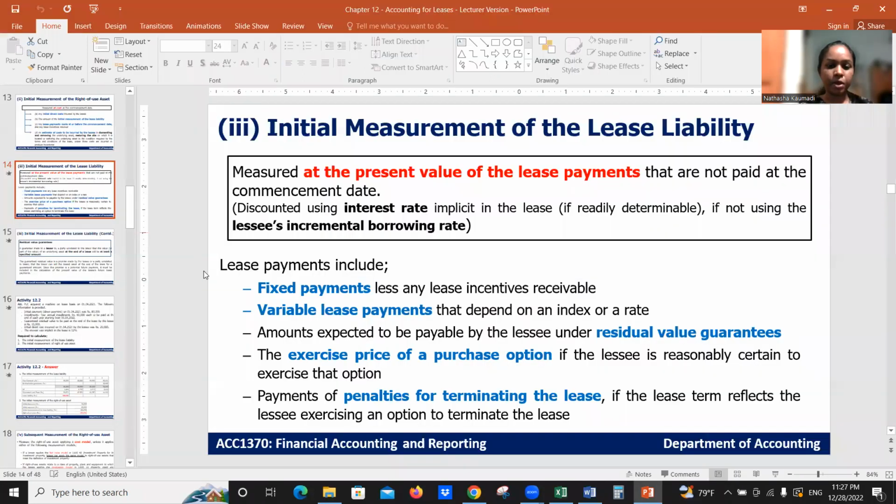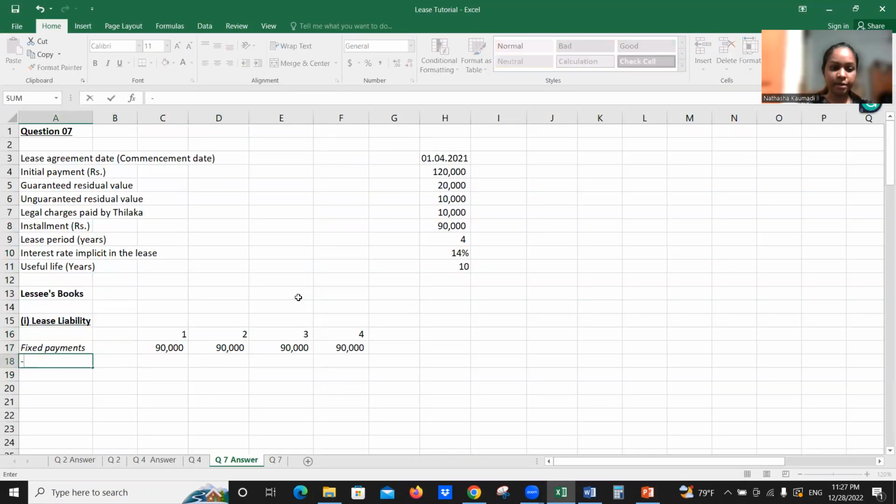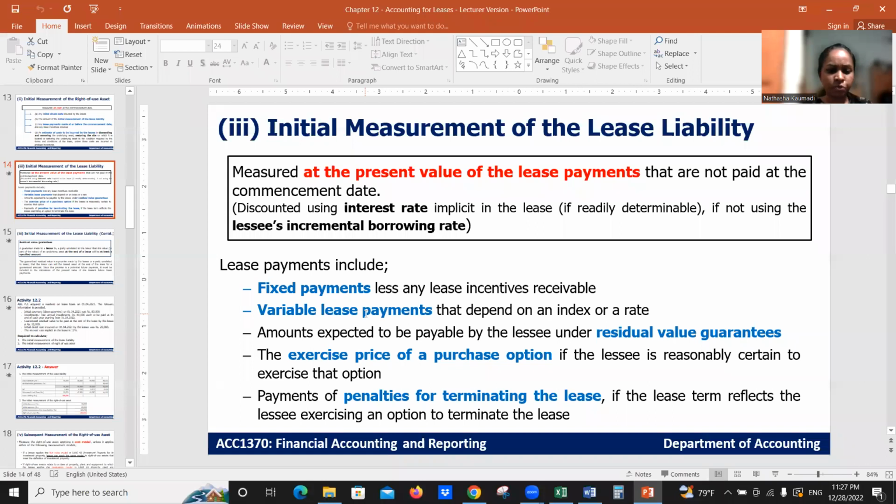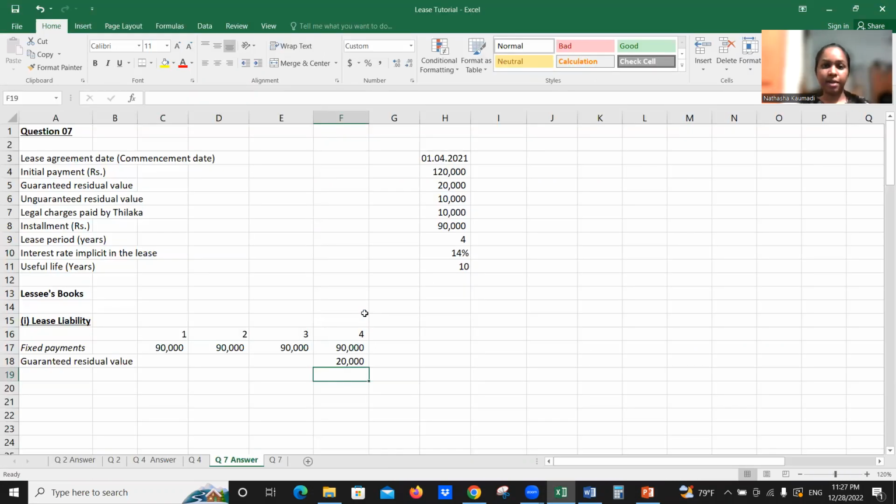Fixed payments are okay. Do we have variable lease payments? No. Do we have residual value guarantees? Yes, we have guaranteed residual value. We are getting this at the end of the lease term, which means the 4th year. Remember that. So you have to take guaranteed residual value 20,000 for the 4th year. Do we have an exercise price for a purchase option, or penalties for terminating the lease? No, not given in this question. So we have only fixed payments and guaranteed residual value.